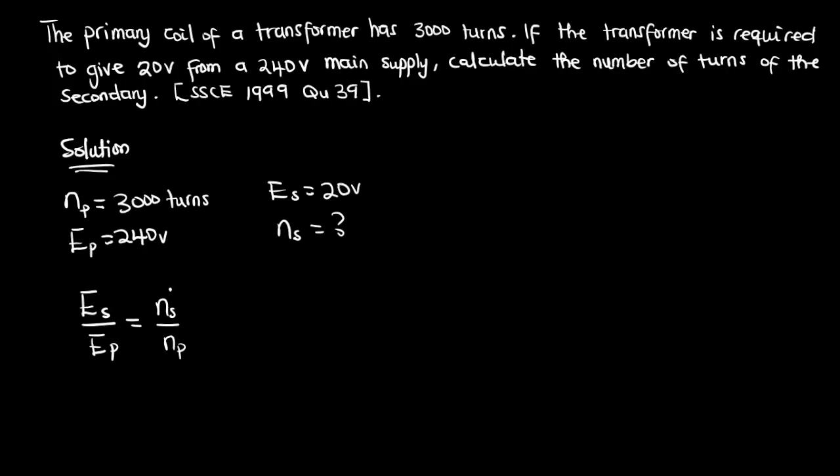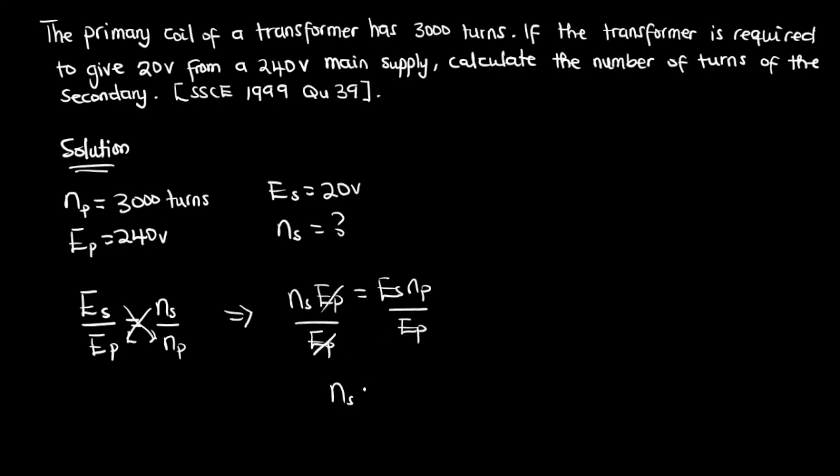Are we okay? So if we make NS the subject over here, first of all, we'll cross multiply. Are we okay? So this will give me NS EP is equal to ES NP, right? So I divide both sides by EP, so this will cancel this.